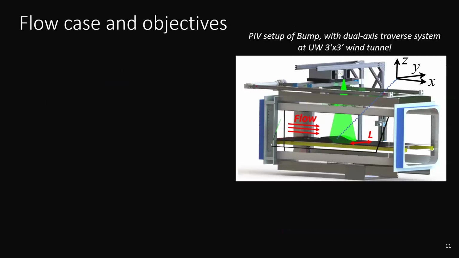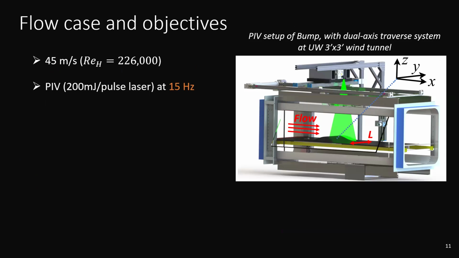All right, here's the flow case. We have the same setup. The flow speed is at 45 meters per second. Reynolds number at 226,000. And the PIV system, so the laser system that images this, is 200 millijoules per pulse. So to give a physical perspective on this, it's a really high energy laser. It's a class 4 laser, and it has a maximum repetition rate of 15 hertz. So that's a hardware limit. It's pretty common in a lot of these applications.